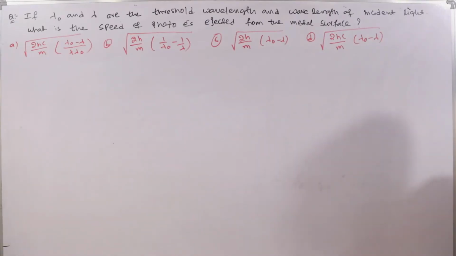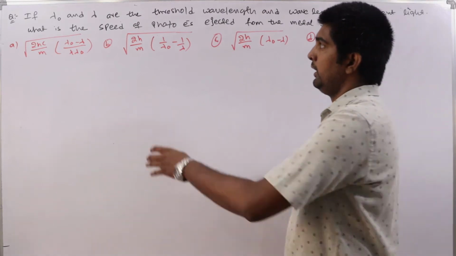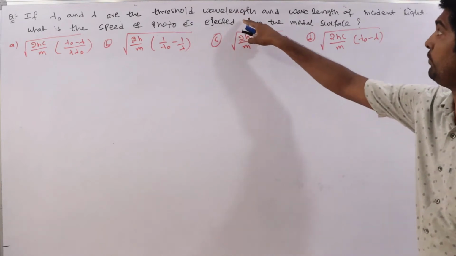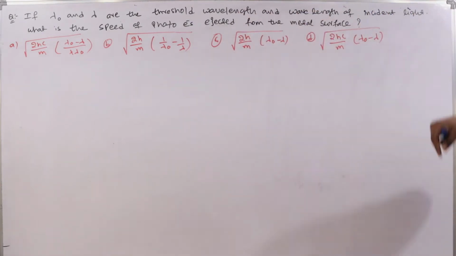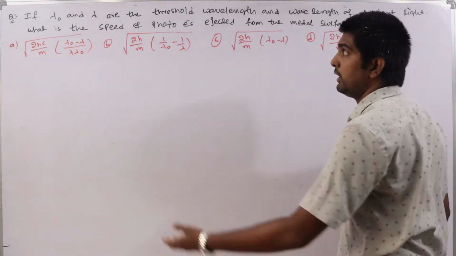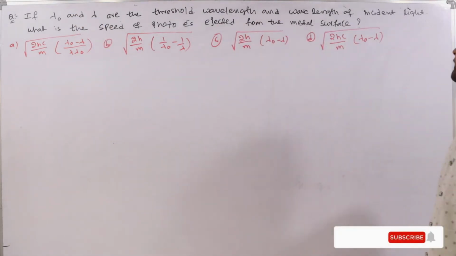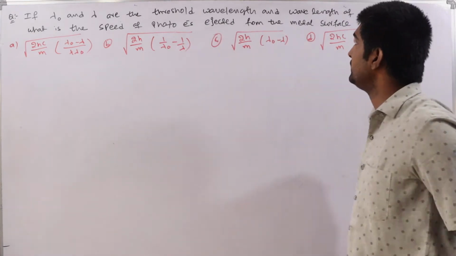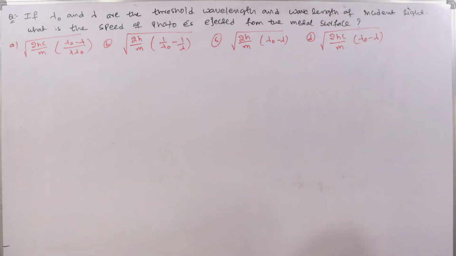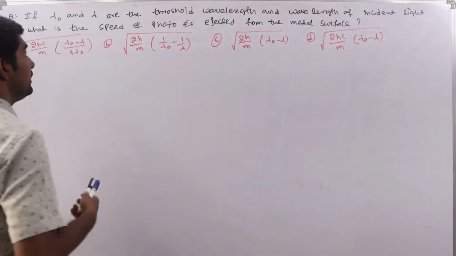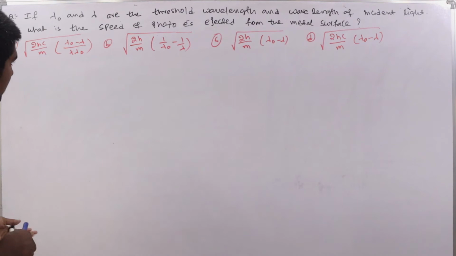Now let us see another very important model problem. If lambda naught and lambda are the threshold wavelength and wavelength of incident light. Okay, lambda naught is the threshold wavelength and lambda is the incident light's wavelength. What is the speed of photoelectrons ejected from the metal surface? Okay, so here they ask you to calculate the speed of the photoelectrons ejected.